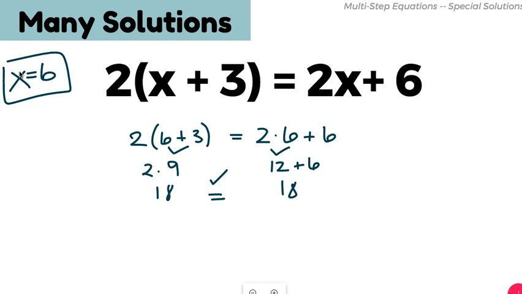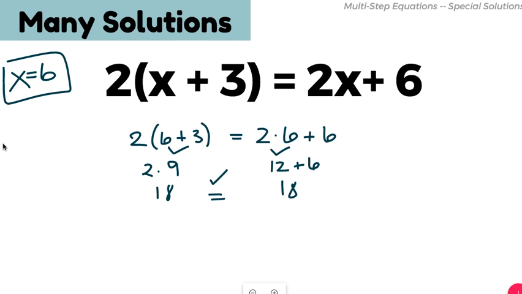Every person in the room could have picked a different number for x, and their left side would have equaled the right side. Again, this is a special case where x can be anything.